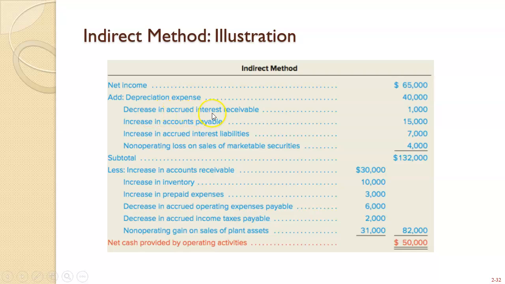The decrease in accrued interest receivable is not reflected in this net income amount. But the thing is, you received cash for that.